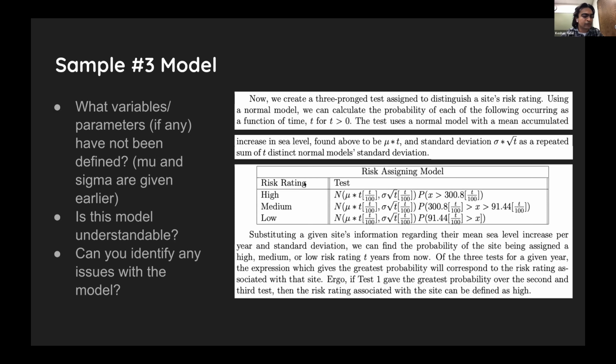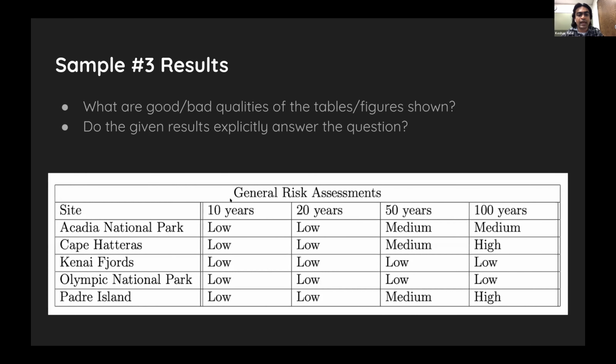Oh, sorry. We talked a little bit about issues with the model and a little more conceptual understanding, or how they wrote the report, I should say. This is how they gave their results. So just quickly, I'll give you maybe just a minute here. Take a look at this chart. They gave it at the bottom of their results section. What are some good or bad qualities about this table that's shown here? And does this explicitly answer the question that was given in part one of this problem?